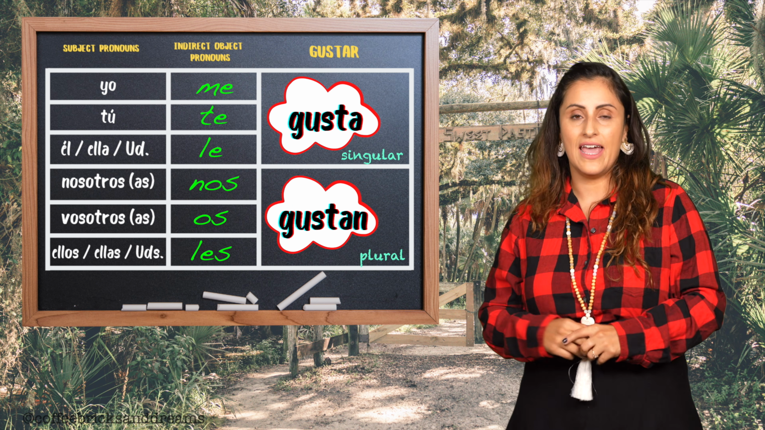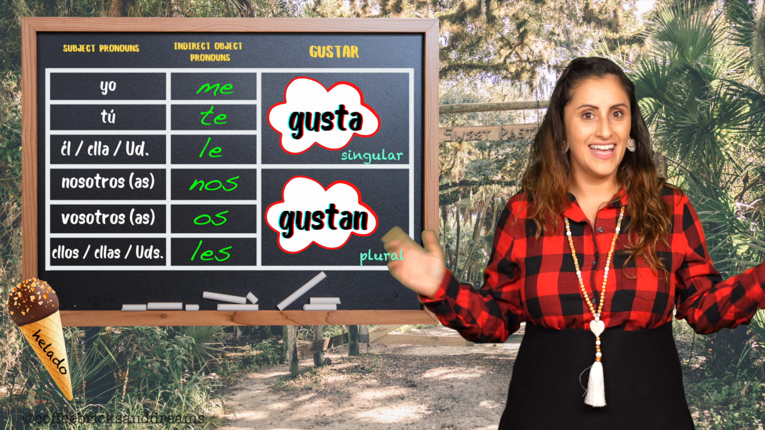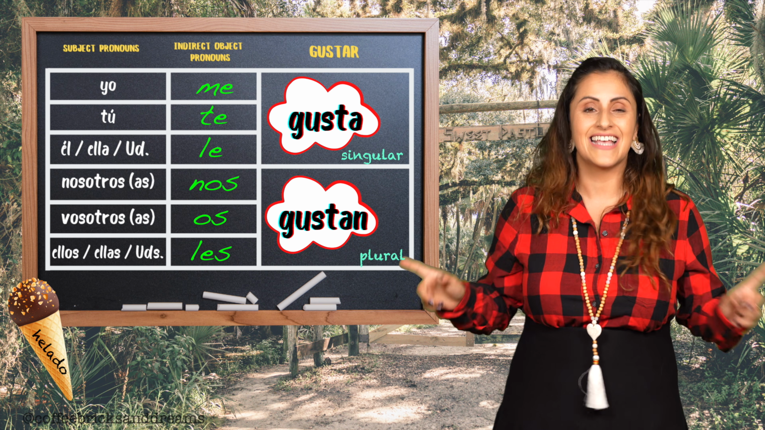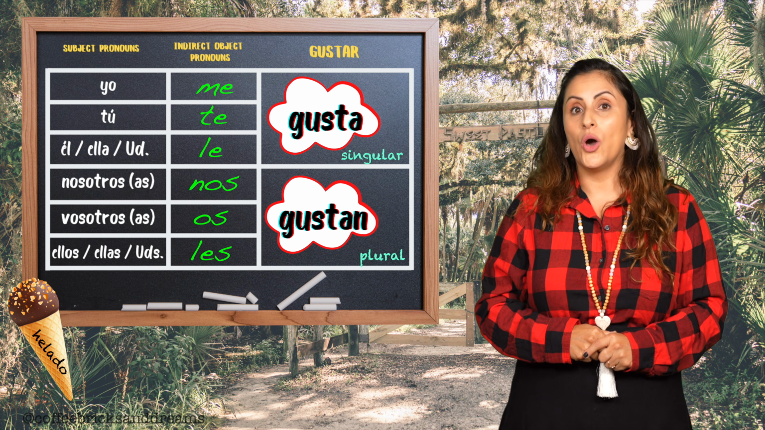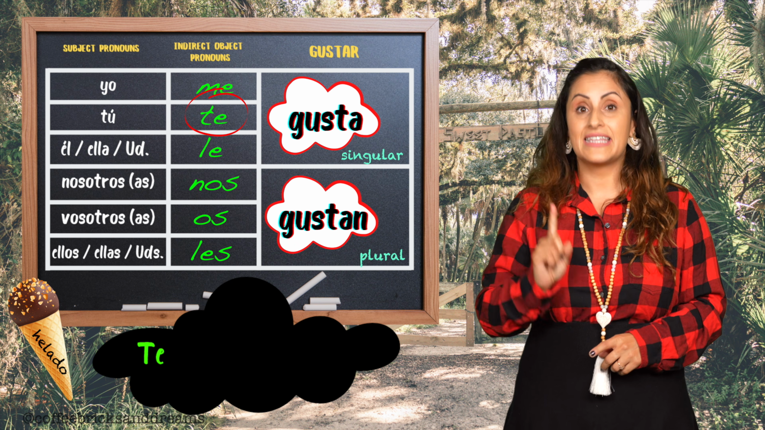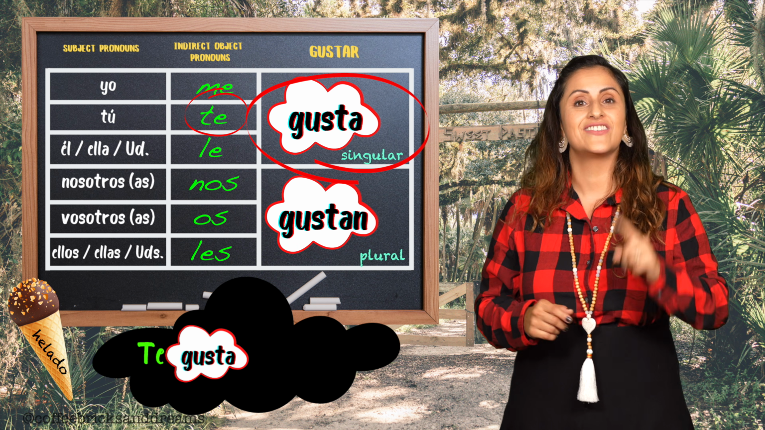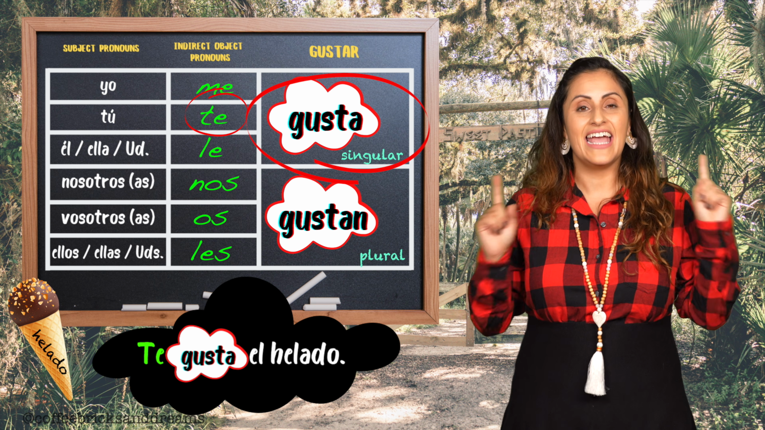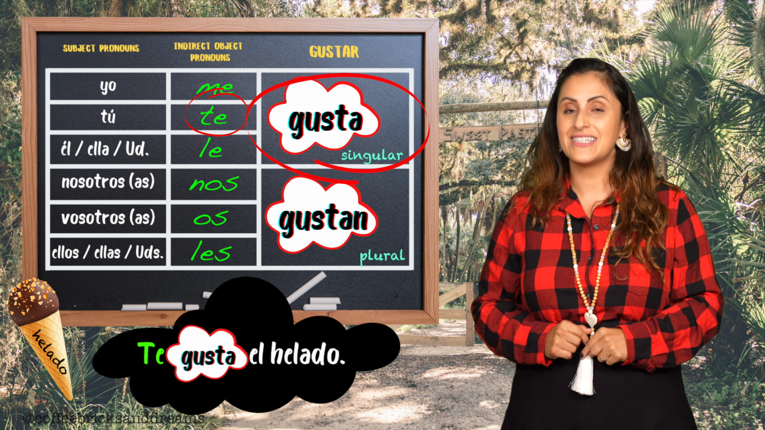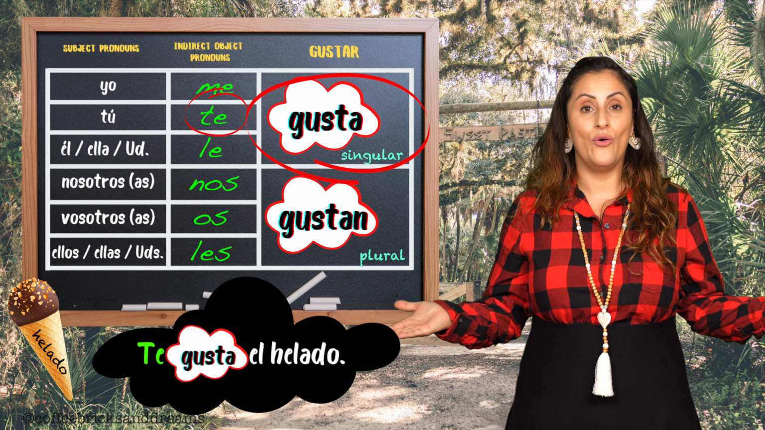This time, let's say you like ice cream. Remember, helado? Again, that H is silent. Helado. So, since it's you, we're going to pick te. Te gusta, since we're talking about helado, singular. And then we just add el helado. So we would say, te gusta el helado.